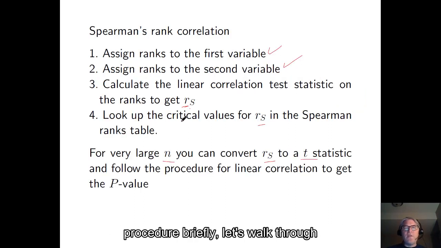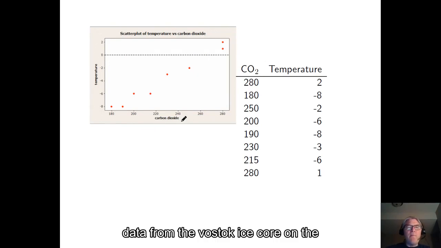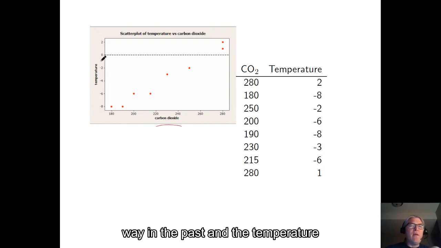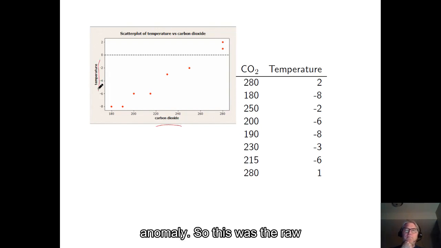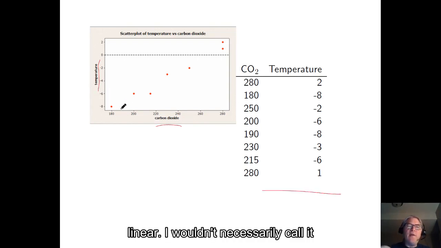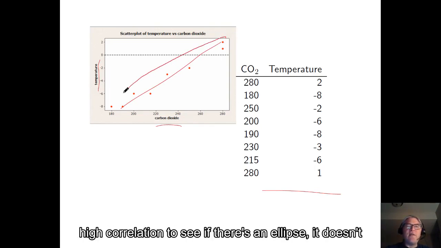Okay, so I went through the procedure briefly. Let's walk through an example. I'm going to go back to the example that we saw with the data from the Vostok ice core on the carbon dioxide concentration at periods of time way in the past and the temperature anomaly. So this was the raw data. I mean, this doesn't look like it's necessarily linear. I wouldn't necessarily call this an elliptical cloud. It's really hard when you have this high correlation to see if there's an ellipse.